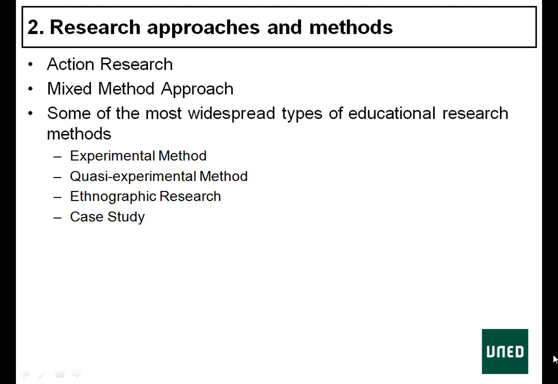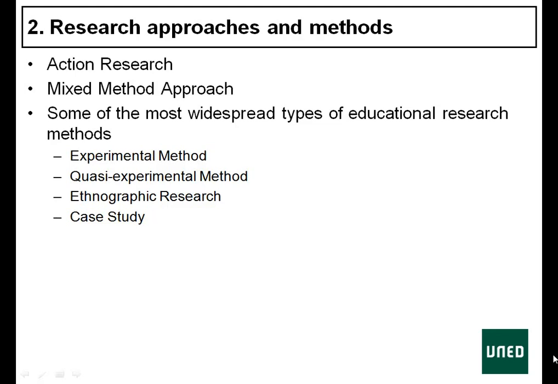Once we have stated this distinction between the main two approaches, quantitative and qualitative, we are going to have a look at some of the most widespread types of educational research methods: the experimental method, the quasi-experimental method, ethnographic research, and case study. The first one, the experimental method, investigates possible cause-effect relationships by exposing one or more experimental groups to some treatment conditions and then comparing the results to one or more control groups that haven't received that treatment.